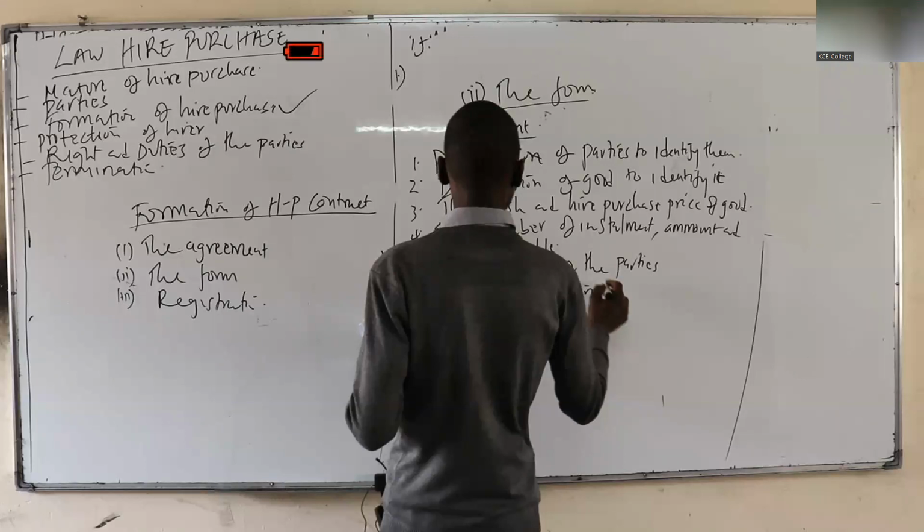Then number D, a condition may be implied by any other law. Then number 3, repossession of goods.